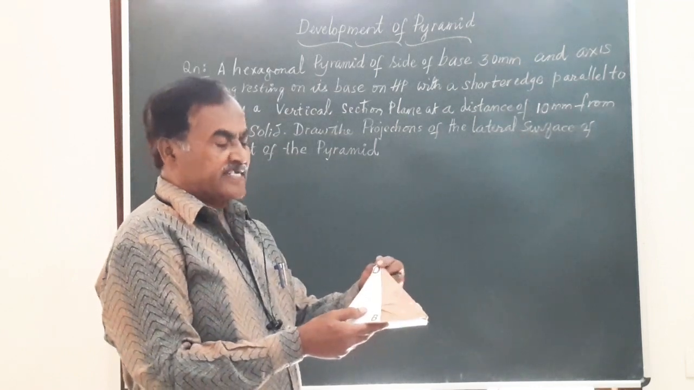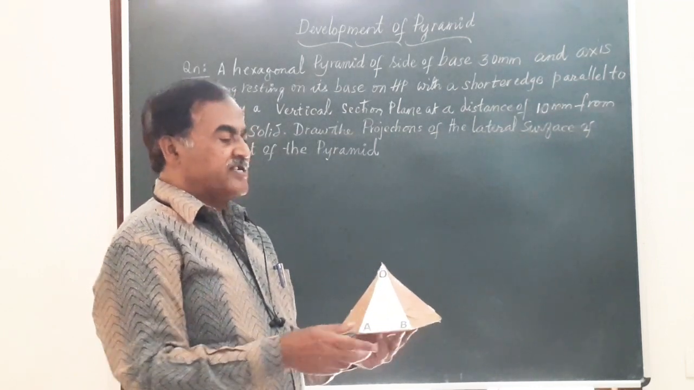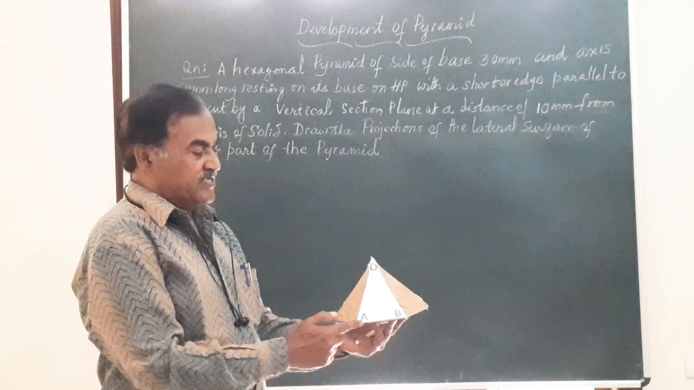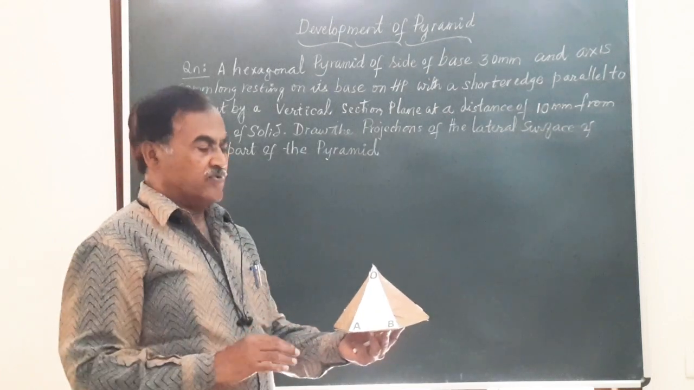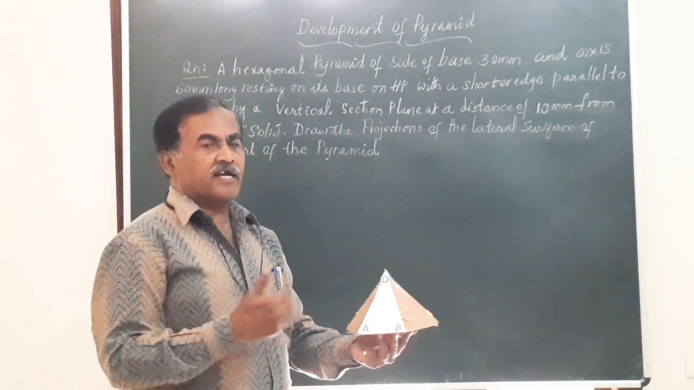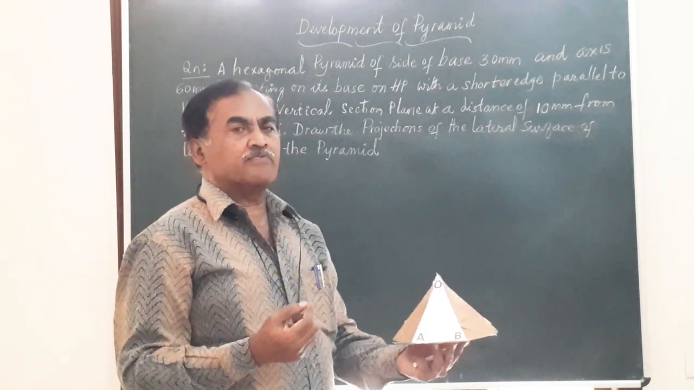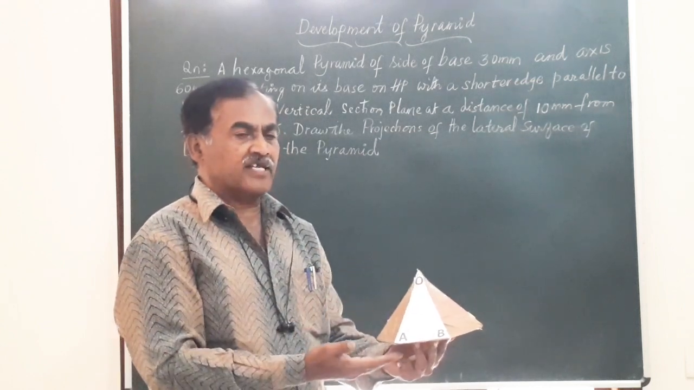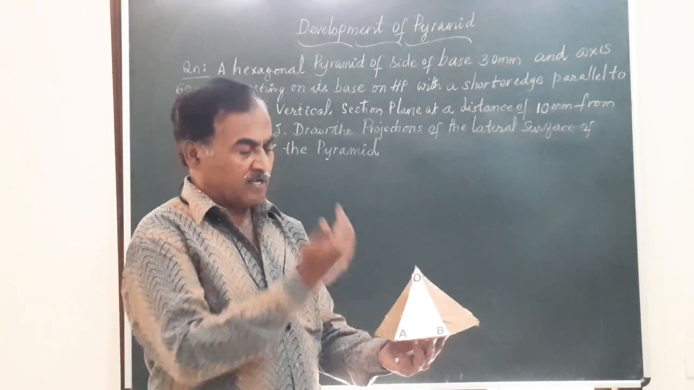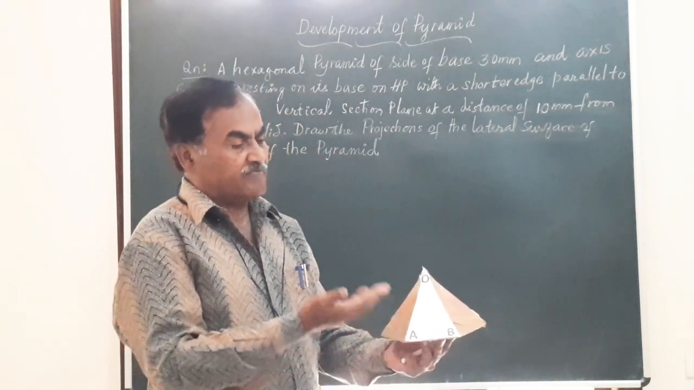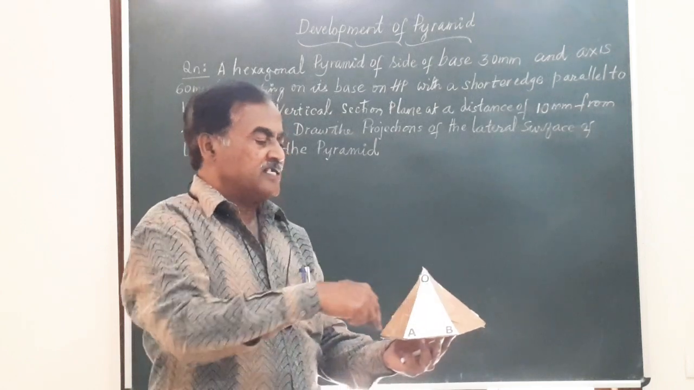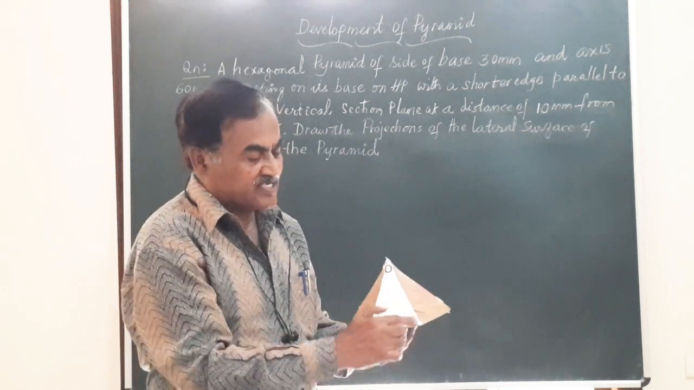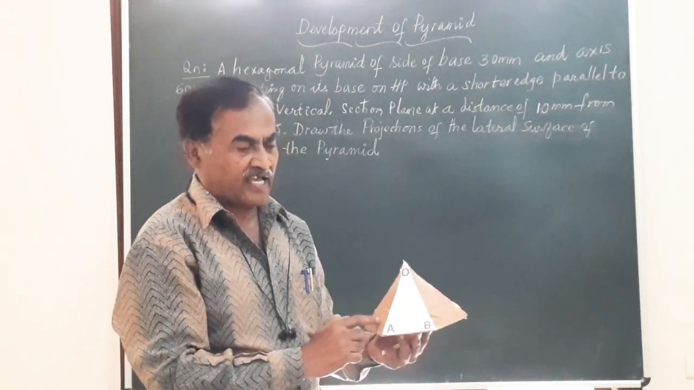And first of all, let us draw the top and front view of the pyramid when it is kept on horizontal plane with one of the shorter edges of the base parallel to VP. So it is very obvious, and you have done a lot of problems on the projection of solids. When a hexagonal pyramid is placed on HP with its axis normal to HP or one of the shorter edges parallel to VP, we will be able to see the complete base of the solid in the top view, and in the front view you can see this triangle and this triangle.